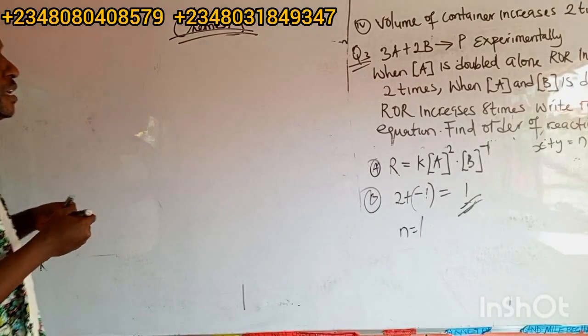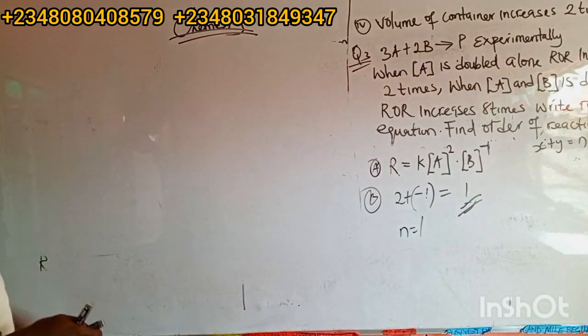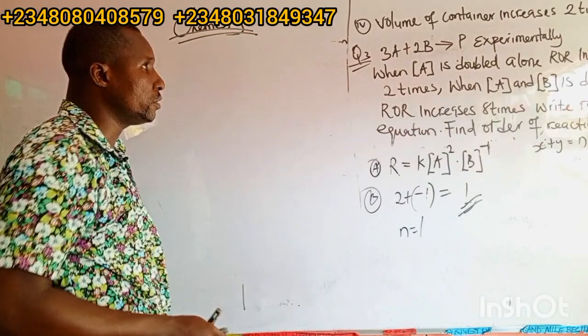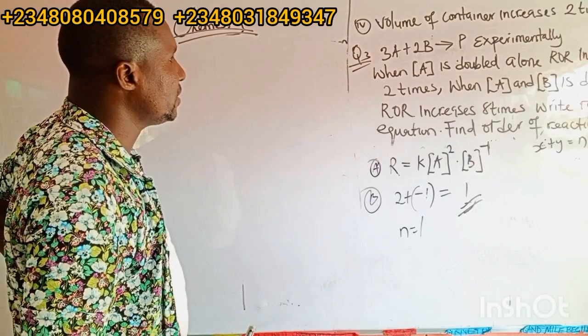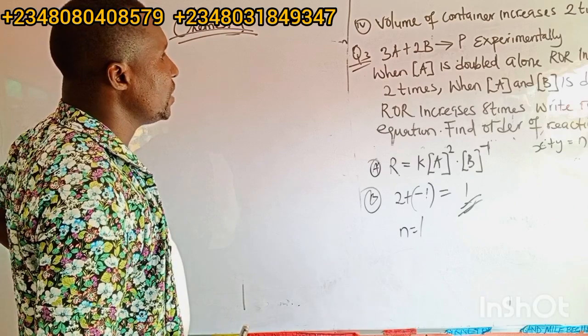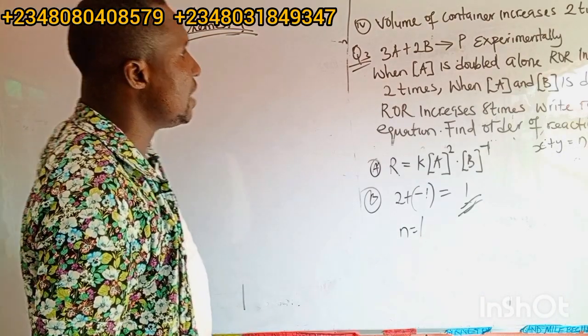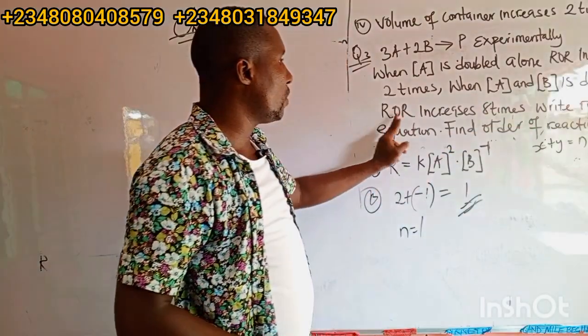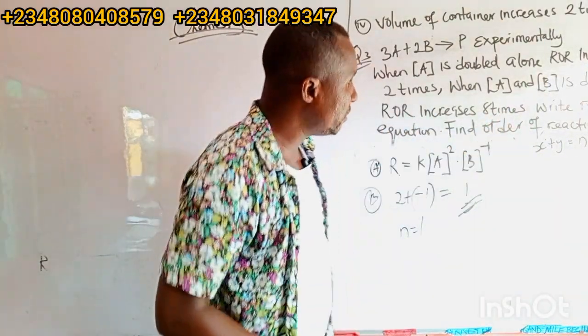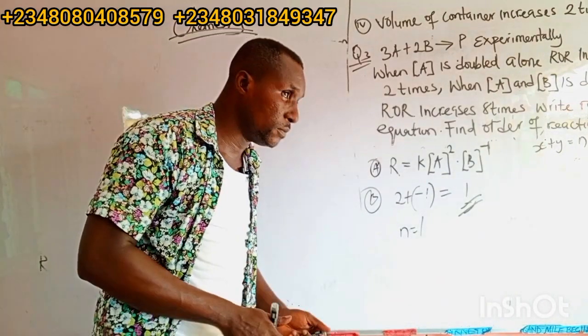Okay, the last one. It says 3A plus 2B give you a product. Experimentally, when A is doubled alone, rate of reaction increases 2 times. When concentration of A and B is doubled, rate of reaction increases 8 times. Write the rate law equation. Find order of the reaction.